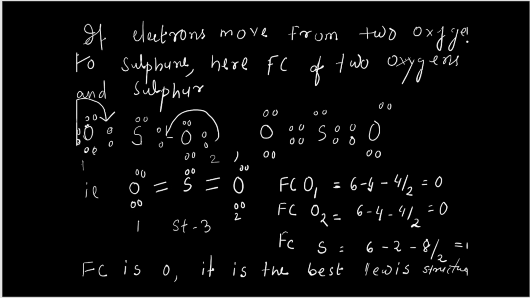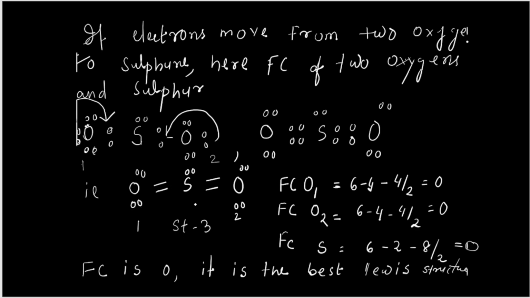That means here 6 minus 2, 4, so it should be 0, because 4 minus 4 should be 0. So Fc is 0 and it is the best Lewis structure. Which one? This is the best Lewis structure.